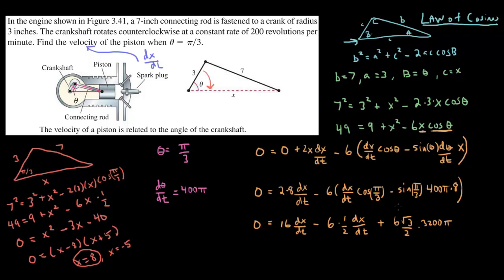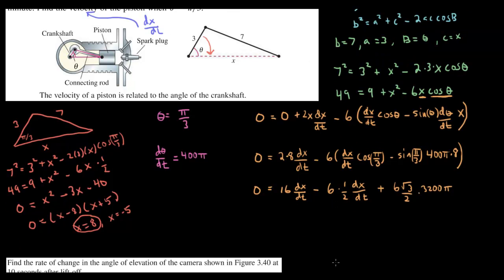All right, so we have what? Let's double check that. We have 6 times cosine of pi over 3, which is 1/2 times dx/dt. Then we have negative 6 times this negative term, so it's plus 6. The sine of pi over 3 is root 3 over 2. And then 400 times 8 pi gives us that 3,200 pi. Now we need to solve this for dx/dt. I'm almost out of room here.